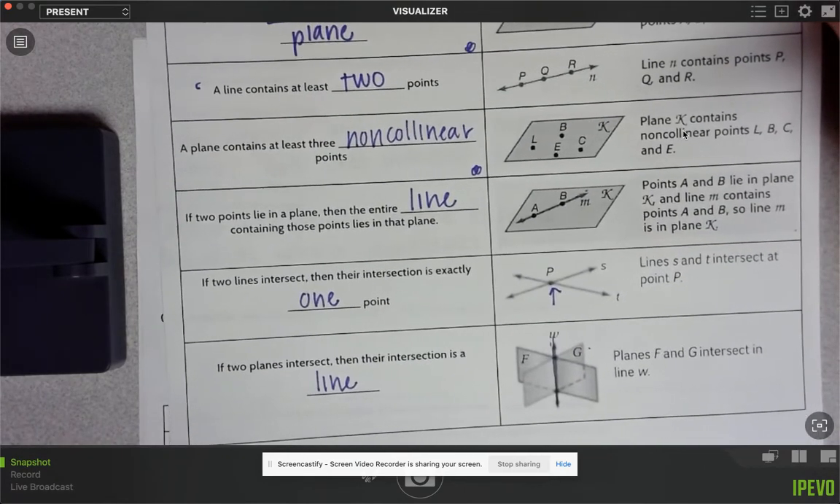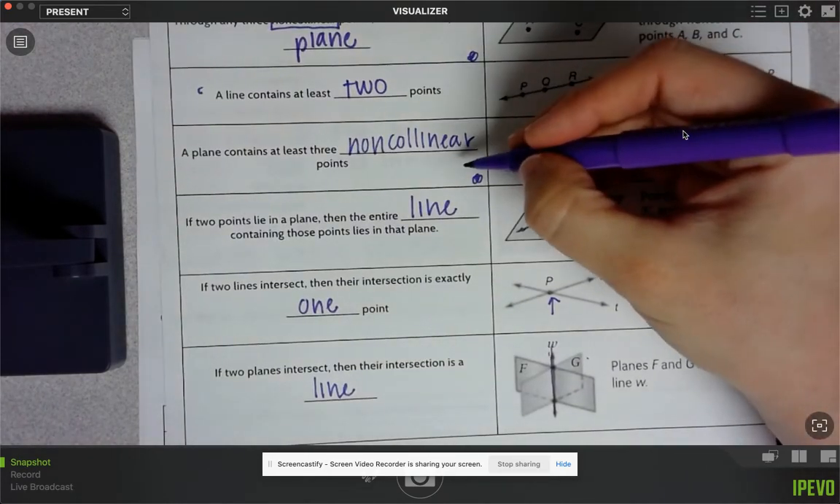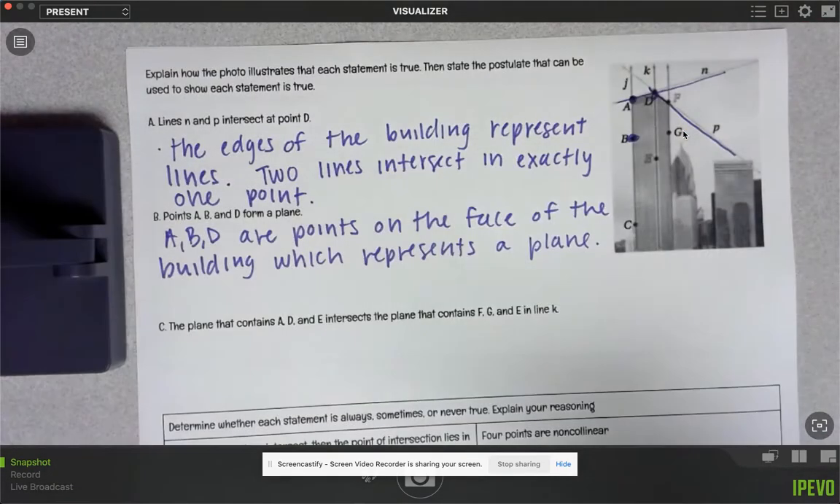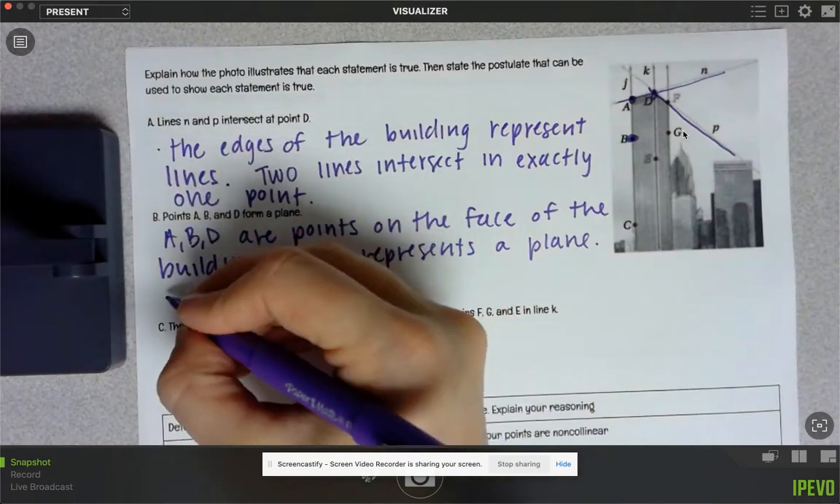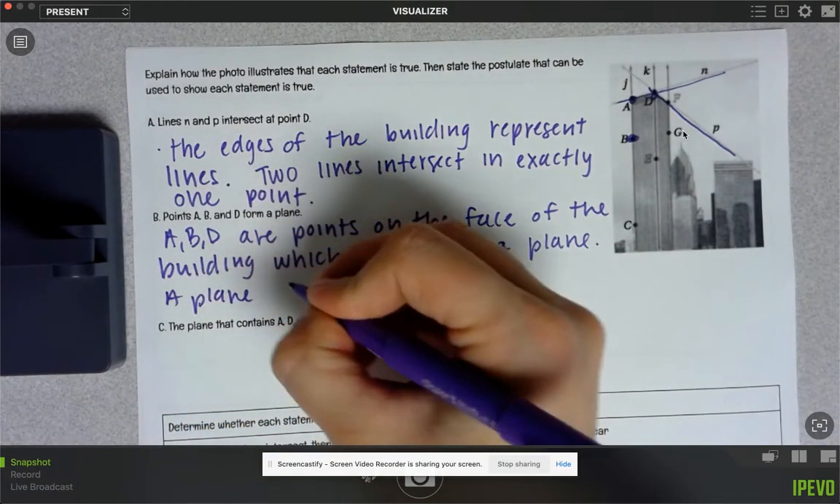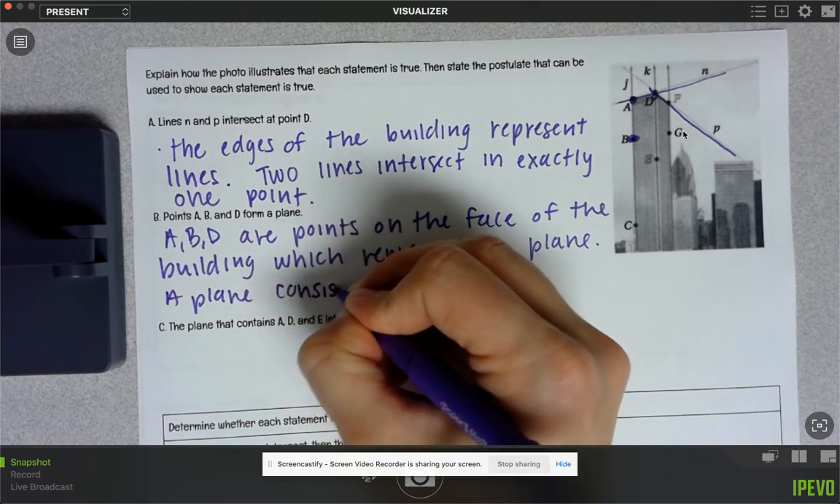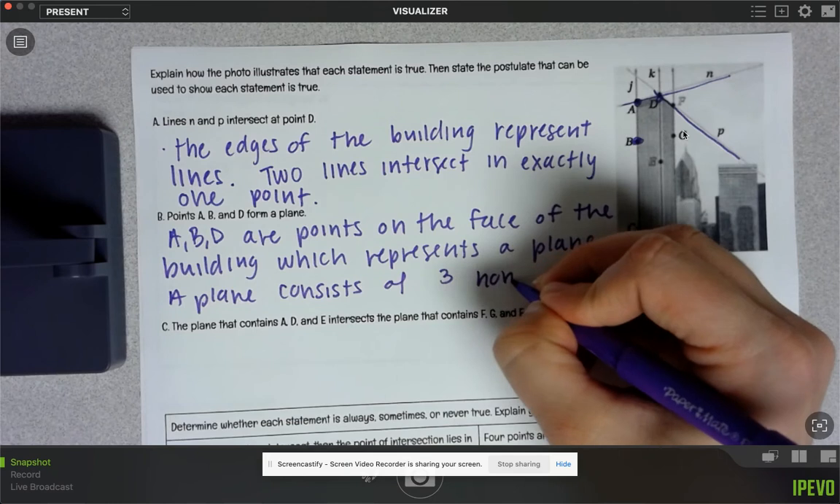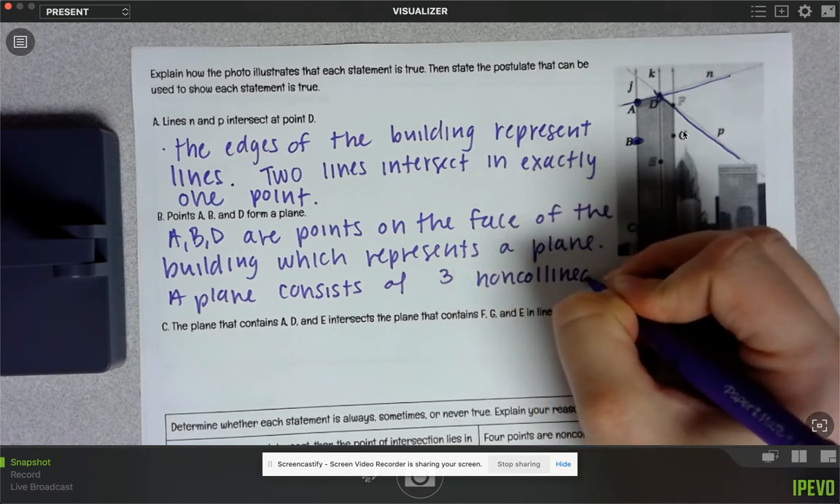Hopefully you're thinking this one right here. A plane contains at least 3 non-collinear points. So that's why we can say that a plane consists of 3 non-collinear points.